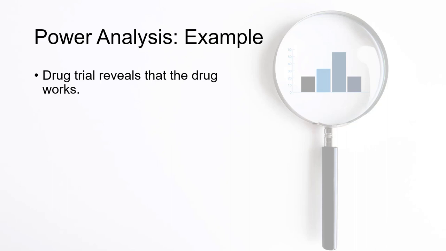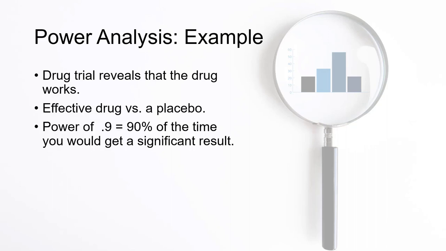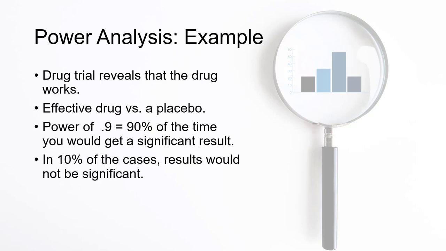As a simple example, let's say you are conducting a drug trial and you found the drug works. You run a series of trials with the effective drug and a placebo. If you had a power of 0.9, that means 90% of the time you would get a significant result. In 10% of the cases, your results would not be significant. The power in this case tells you the probability of finding a difference between the two means, which is 90%. But 10% of the time, you wouldn't find a difference.